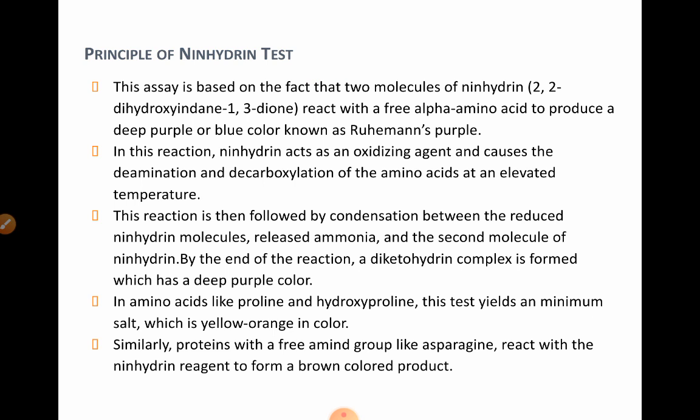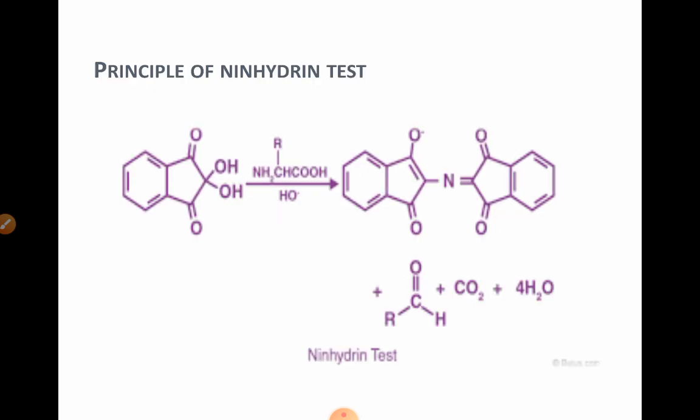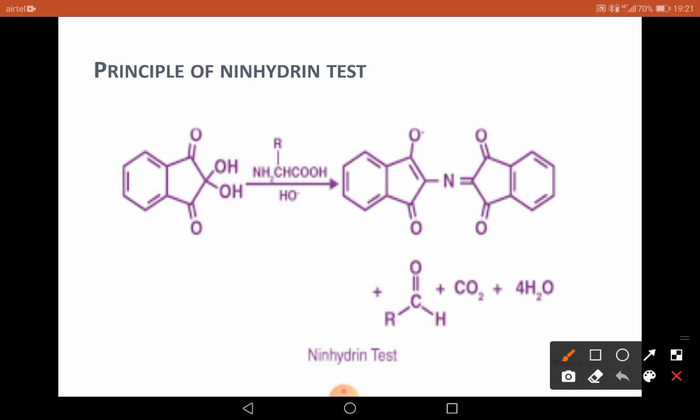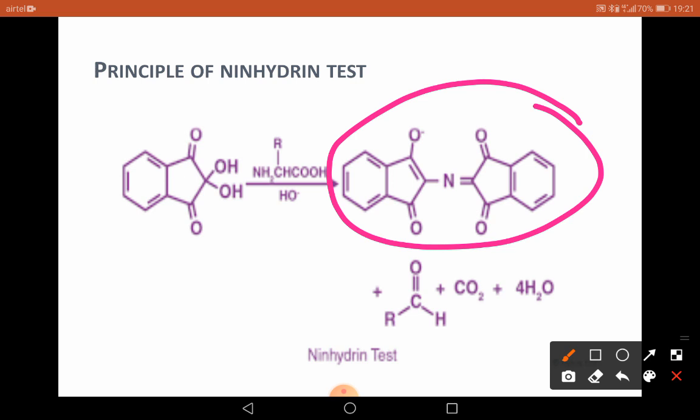Some amino acids like proline will turn it into orange or yellow in color. This is an amino acid, and when it is interacting with the ninhydrin reagent, it forms Ruhemann's purple. So this is the complex that we get, and this is being detected.